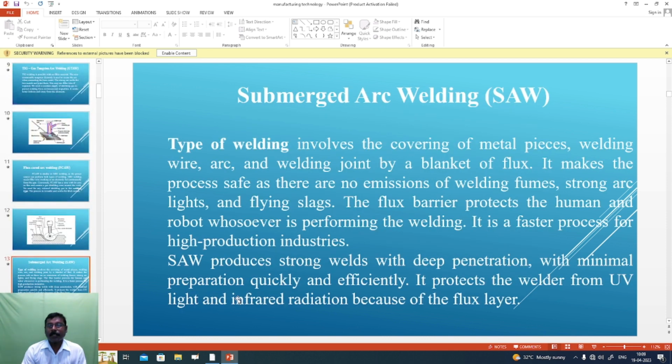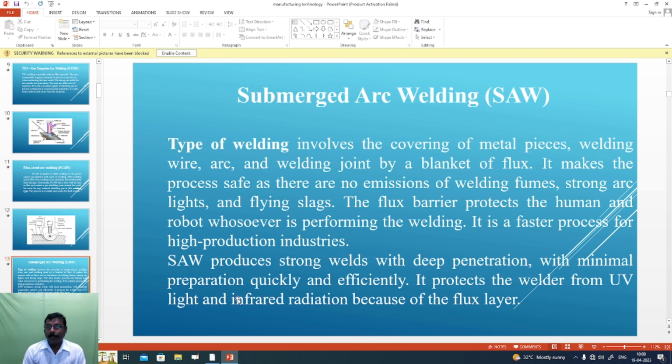Then next one, submerged arc welding. This type of welding involves the conveying of metal pieces, welding wire and arc, and the welding joint covered by a blanket of flux. It makes the process safe as there are no emissions of welding fumes, strong arc lights and flying slags. The flux barrier protects the human or robot performing the welding.